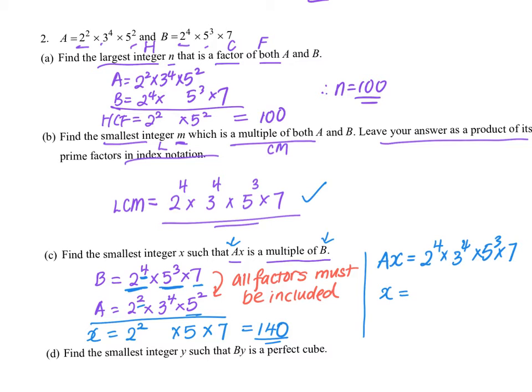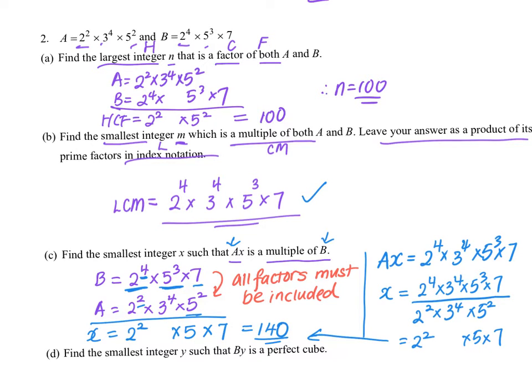Divide by A. So the LCM is 2 to the power of 4, 3 to the power of 4, 5 cube, 7. Divide by A. A is 2 square, 3 to the power of 4, 5 square. Divide 2 to the power of 4 by 2 square, left 2 square. 3 to the power of 4 cancels away. Left 5, 7. Do you get the same answer? Yes. Okay, so this is by understanding. If you want this to be a multiple, that means this is equal to the LCM.